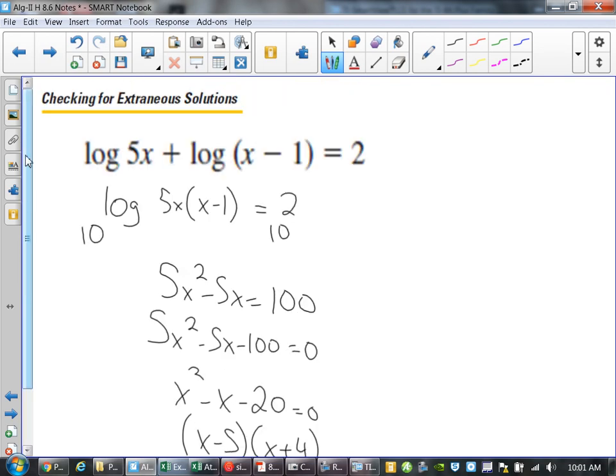And then you go back and take a look. So you have possibles at 5 and negative 4. And you'll probably be able to tell right away which one you're going to be able to throw out. The negative. In this case, you can't take a logarithm of a negative value. So your only answer here is going to be 5.